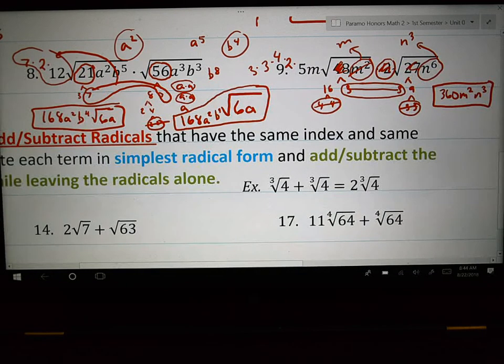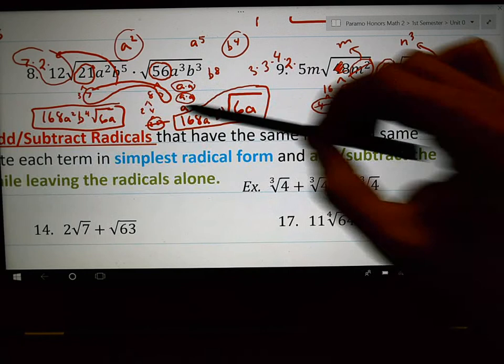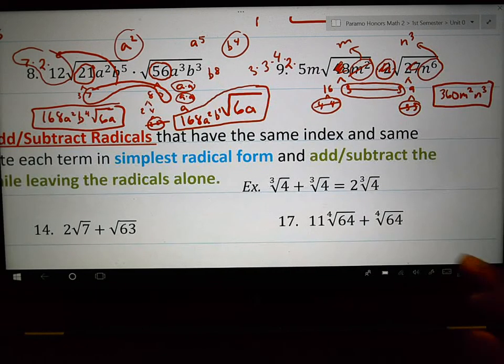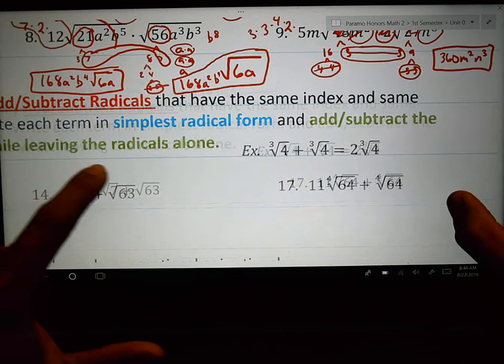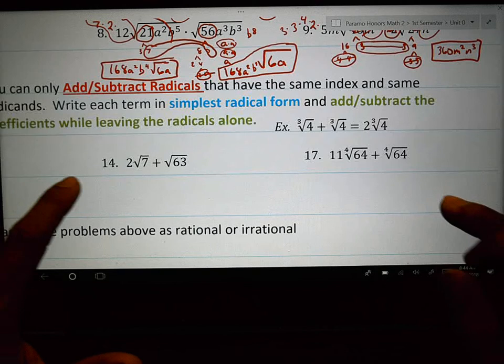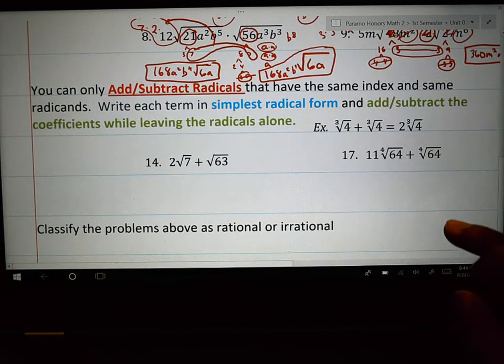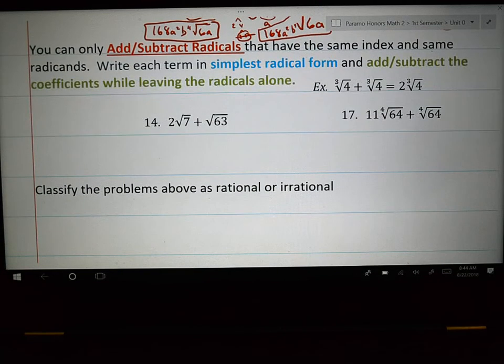So with that being said, do you know if this is rational or irrational? Let's go with that. Rational. If this one is rational, whereas number 8 would be irrational. The last thing that we have to do is how are we going to add radicals and or subtract radicals?